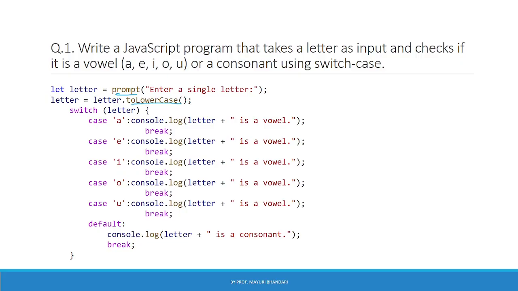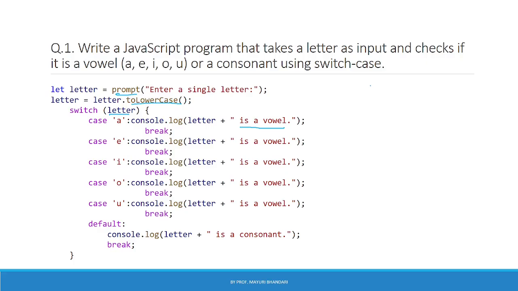So here we'll only check lowercase vowels. In switch case we are passing this letter and we have written 5 cases for 5 vowels. If it is A, E, I, O or U, we are logging into console that this letter is a vowel. Otherwise in default we have written letter is consonant.